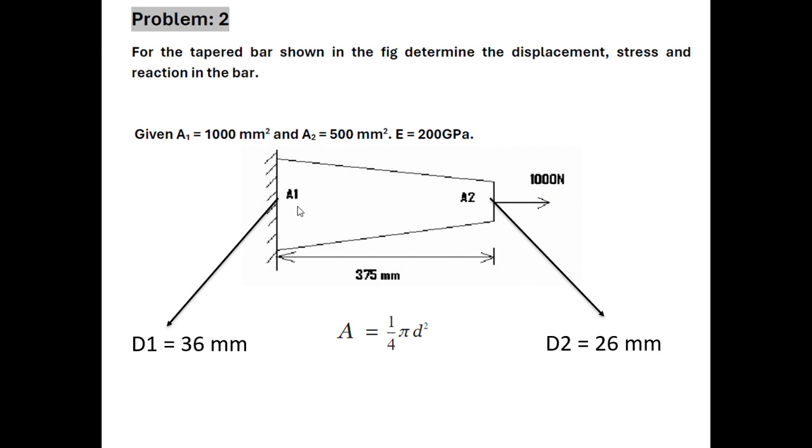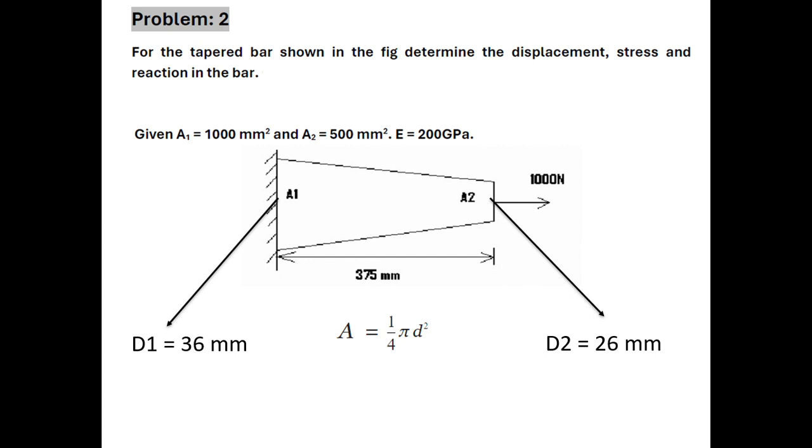So to solve this problem by using Ansys Workbench, first I need to create this tapered bar. To do that, first I need to calculate the diameter by using the area given. We have a formula for area of circle, 1/4 of pi d square. Substitute for area and find the diameters d1 and d2. So here d1 I will get as 35.68 mm, so the next highest value is 36 mm. d2 is 25.32 mm, so the next highest value is 26 mm. So I will consider d1 as 36 mm, d2 as 26 mm.